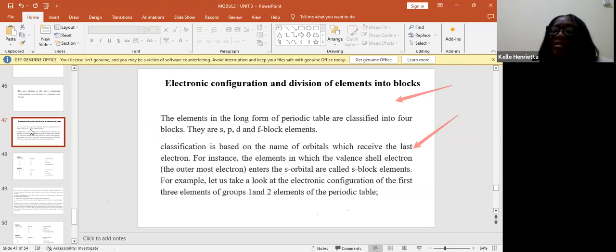So the valence electrons are normally found in the valence shell, the valence orbital. We have said what orbital is, we have said what shell is. The only thing I've not talked about is valence. Valence means outermost. So we're just talking about the outermost orbital.